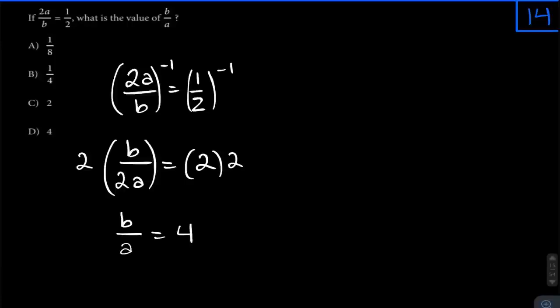I think a lot of people can get tripped up knowing that they have to multiply by 2 here. It's kind of the same thing as, what if you had 2b over a equals 2? Would you know to divide by 2? That's what you would have to do on both sides, divide by 2, to get rid of the 2's. It's the same thing here. Instead of dividing by 2, you have a 2 in the denominator, so you multiply by 2 to cancel out. In the end, you get that b over a is 4, and that's choice D.